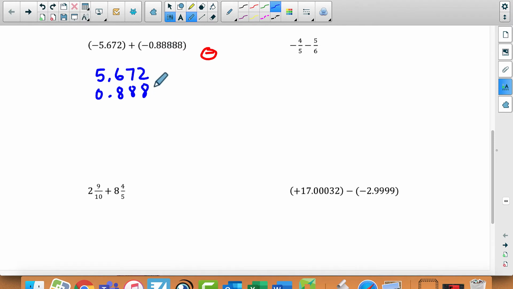Notice they're all lining up. 4, 5. Oh, we got some spaces here. Put some zeros in there, and we're going to add. So 0 and 8 is 8. 0 and 8 is 8. 2 and 8 is 10.